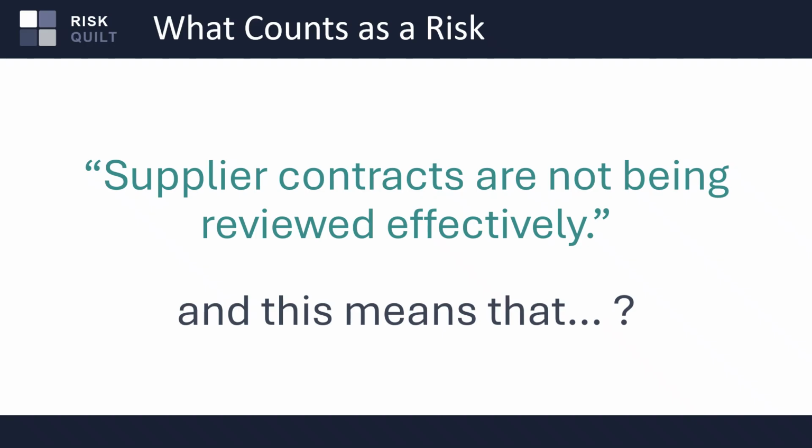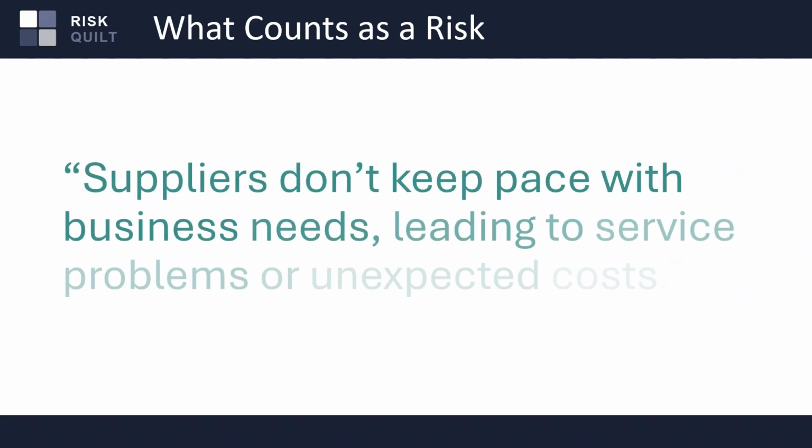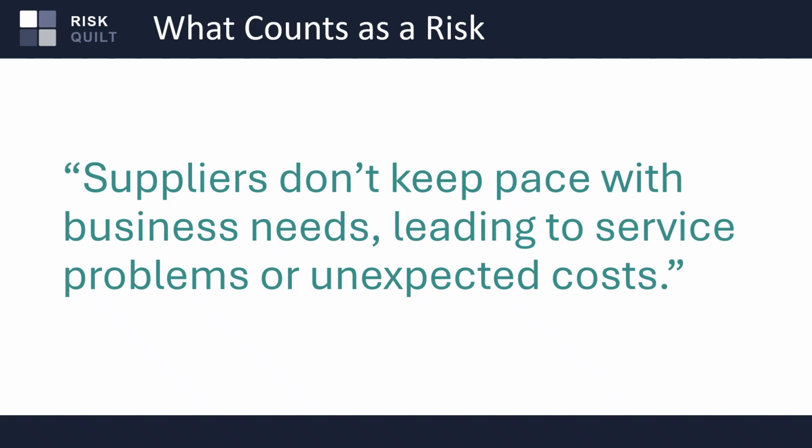A clearer way of expressing this risk is: suppliers don't keep pace with business needs, leading to service problems or unexpected costs. Business needs change over time, and the services we locked in don't always keep up. You can see the two halves here. The thing that happens is the suppliers falling behind, and what goes wrong is the service problems or the cost. The risk is how they connect.